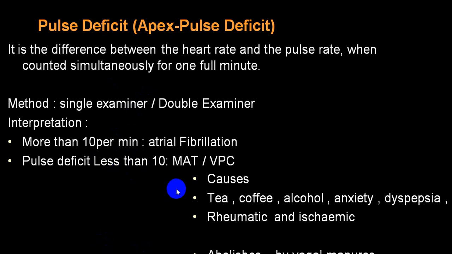Occasionally, you might have a little pulse deficit if a person has taken tea, coffee, alcohol, anxiety, rheumatic fever, ischemic heart disease, etc. But again, these are because of ventricular premature contractions. Very rarely because of multifocal atrial tachycardia. Rare.